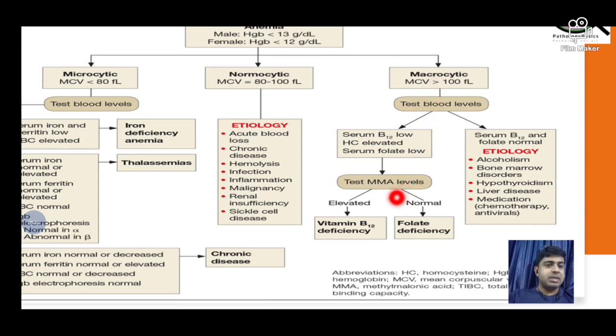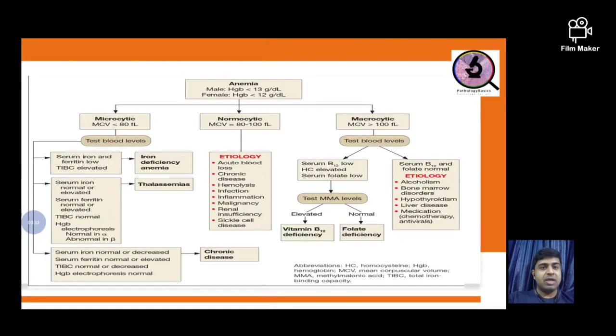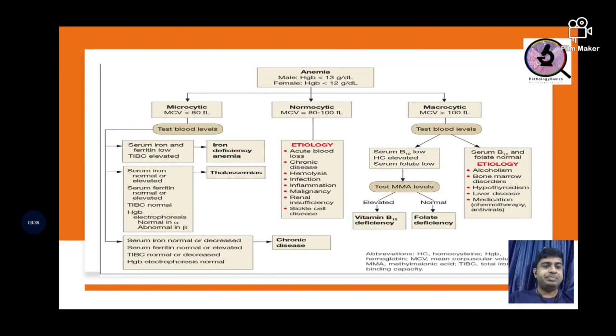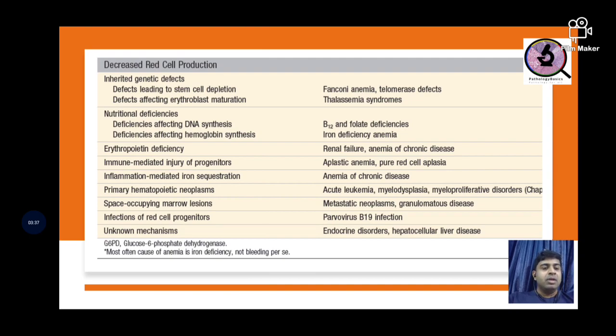Macrocytic anemia is again divided into various types, but the most common cause of macrocytic anemia is vitamin B12 and folate deficiency. Apart from that, alcoholism, bone marrow disorders, hypothyroidism, and liver diseases. These are the causes of macrocytic anemia. So this is the very common classification used based on the size of the RBCs for anemia. This is the classification of anemia given in Robbins textbook of pathology, which we follow very commonly.